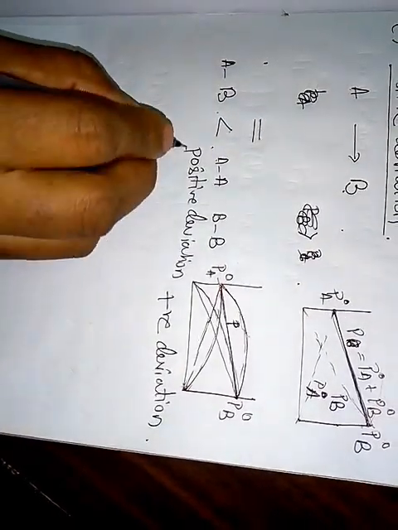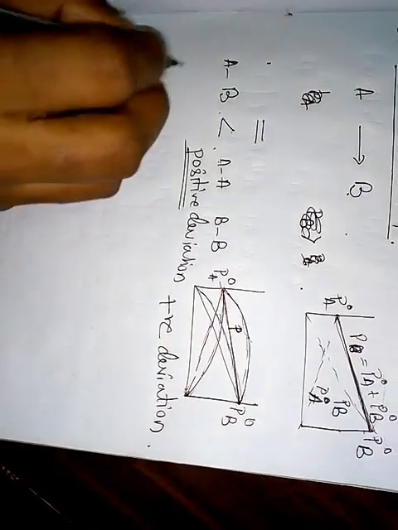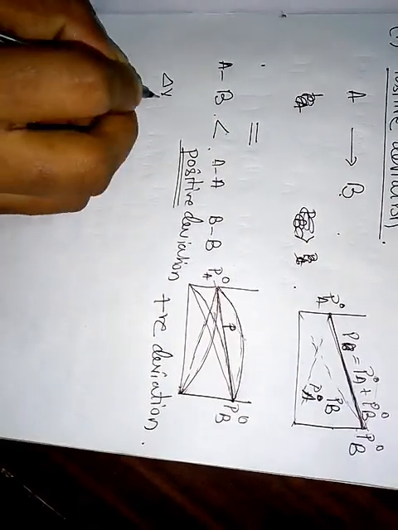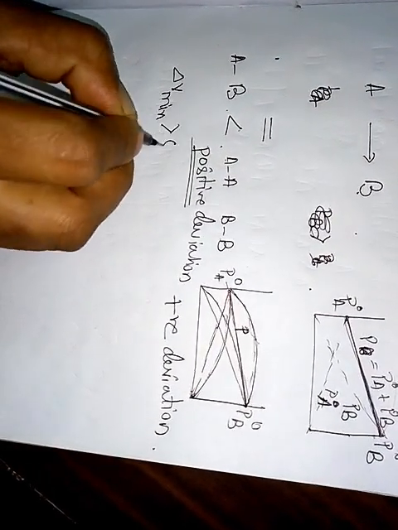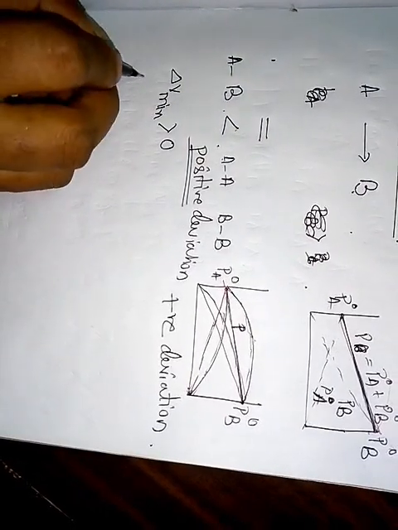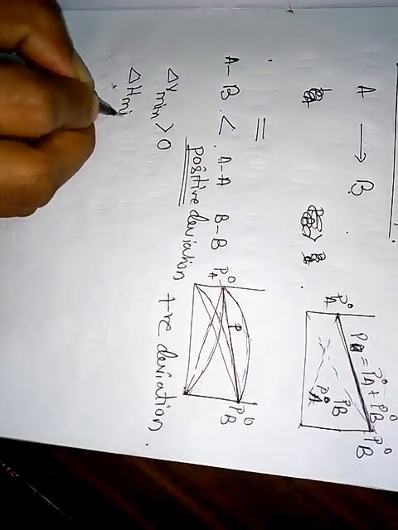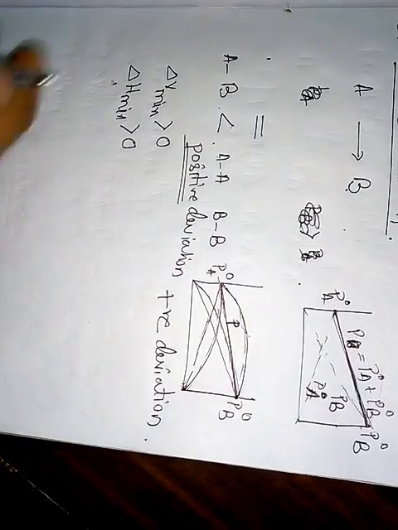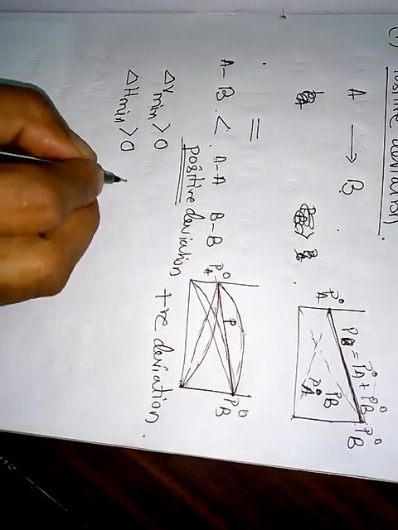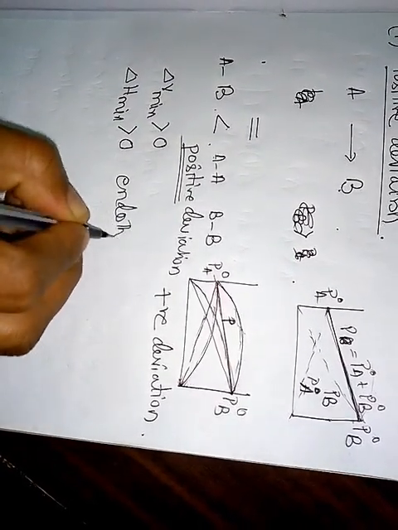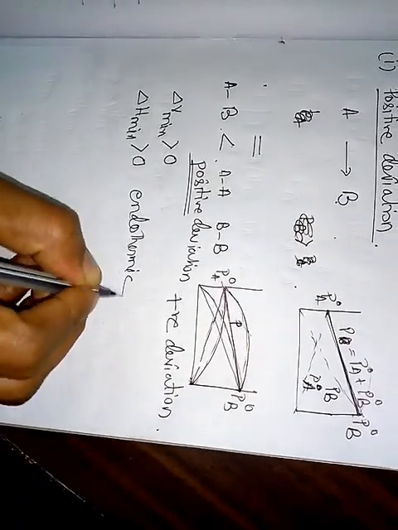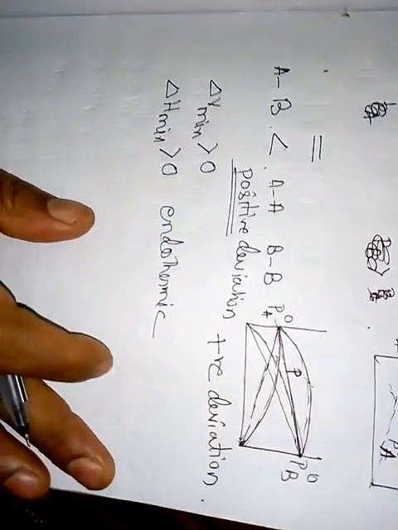Same thing, when you talk about positive deviation, delta V mixing is greater than 0. There is a slight increase in the volume. Delta H mixing is also greater than 0. That is, greater than 0 means it is endothermic. That is, absorption of heat takes place.